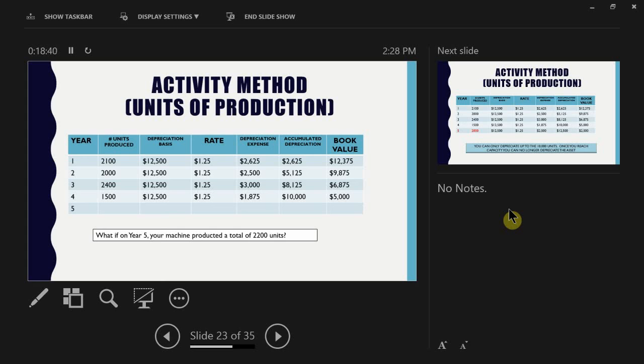And then if I were to calculate my book value, what is my book value? Divide that by the original cost. Not divide. You're going to take your original asset cost and you're going to subtract.